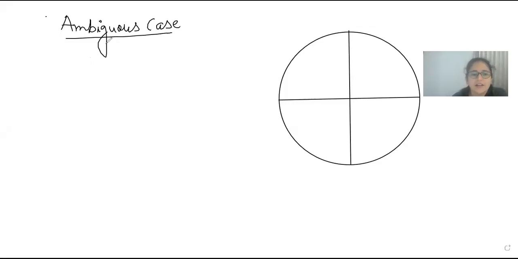Hello everyone. So this topic is related to the ambiguous case in the sine rule. So what is the ambiguous case? The ambiguous case is when, from the given information of a triangle, we can draw two triangles. That means the information satisfies the ambiguous case.